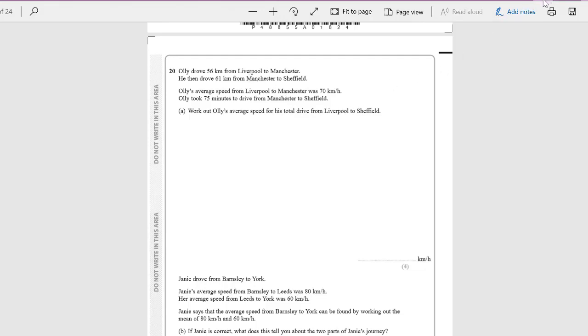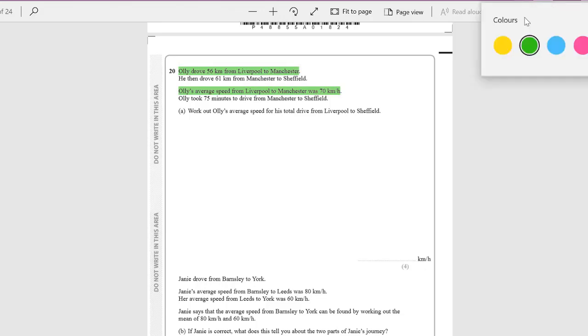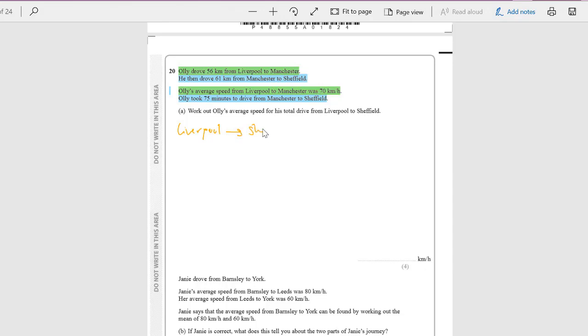Let's just highlight some stuff here, just so we know what we're dealing with. So that's the first part, Liverpool to Manchester. And then this is Liverpool to Manchester. And then I'm going to highlight this and highlight that. So all the relevant stuff I want to highlight with one another. And then essentially it wants from Liverpool to Sheffield. And it's broken up from Liverpool to Manchester, then Manchester to Sheffield, so into 2 parts. So remember we had the distance, speed, and time, so that triangle.